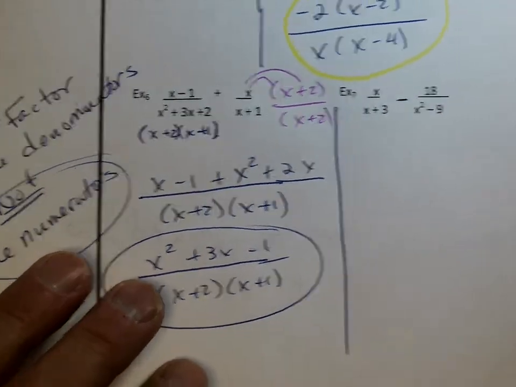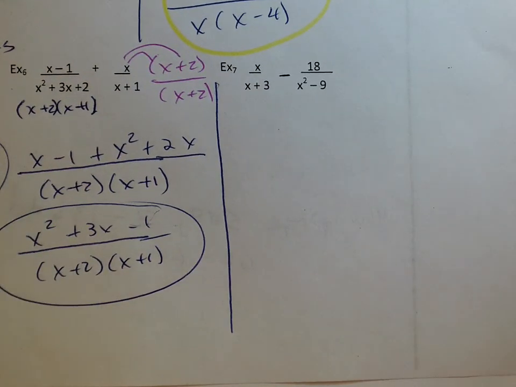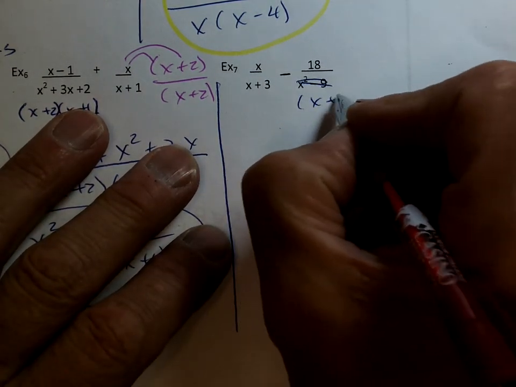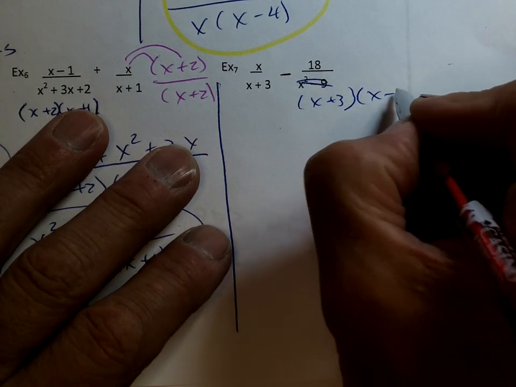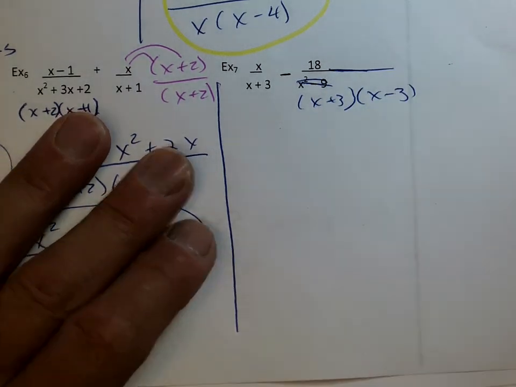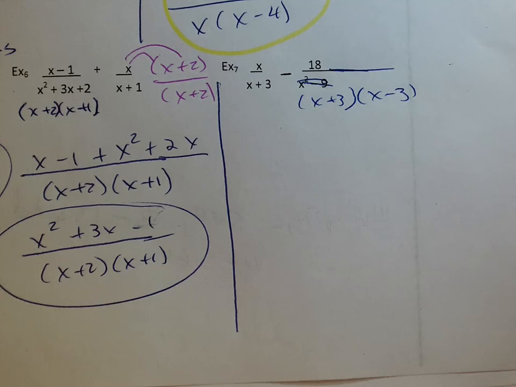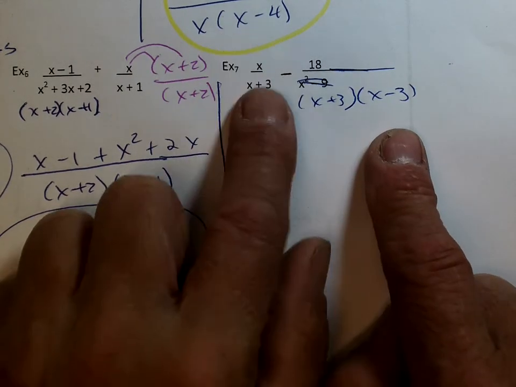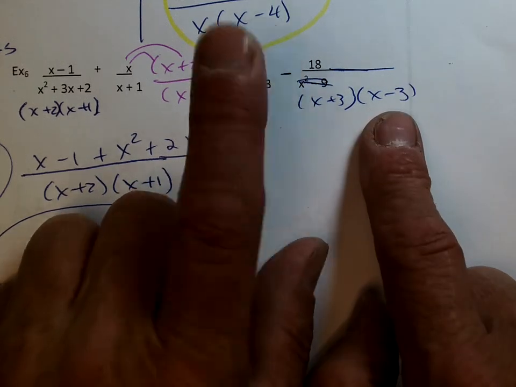Same thing, we need a common denominator. But the first thing I'll do is factor the denominator, okay? So this becomes an x plus 3, x minus 3, doesn't it? Right? X squared minus 9 is an x plus 3, x minus 3. Okay, so what does this fraction have that this doesn't? It needs an x minus 3, right?